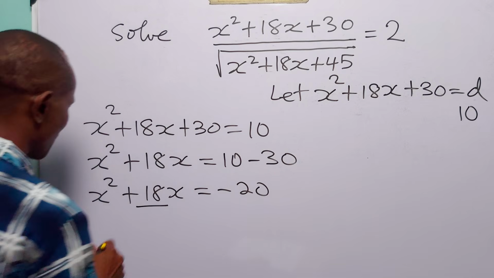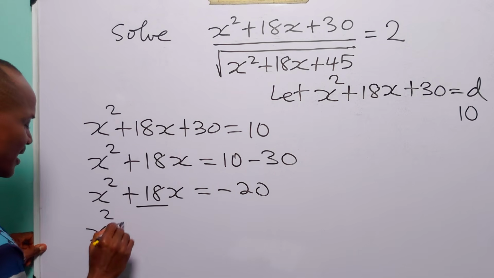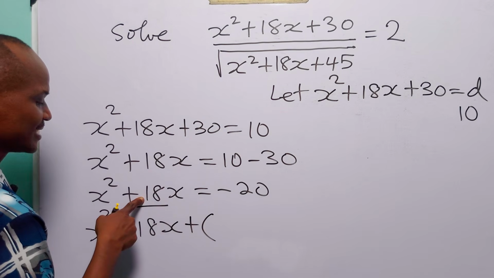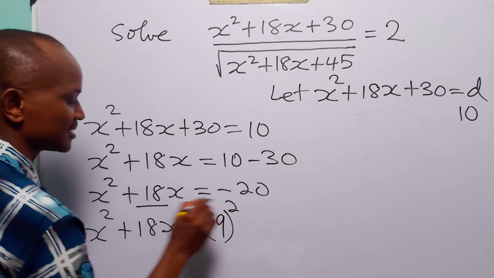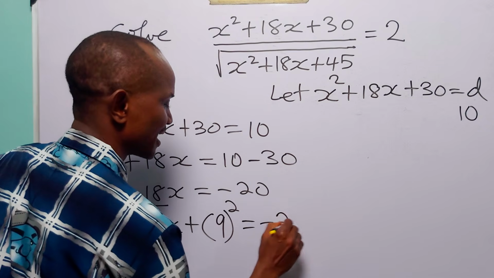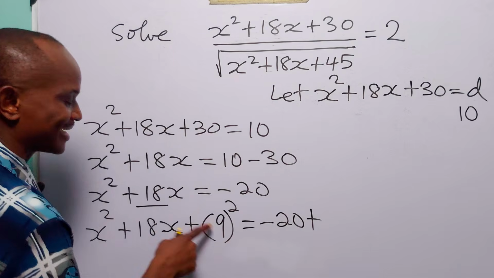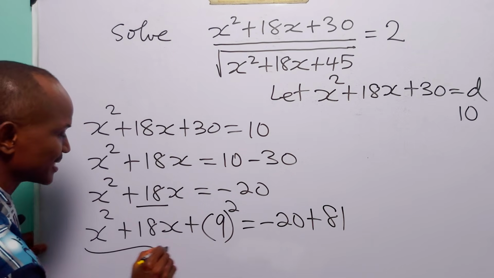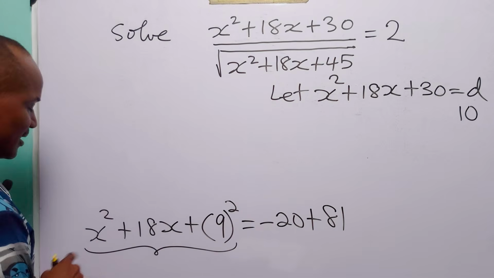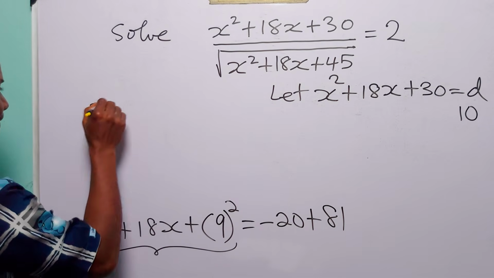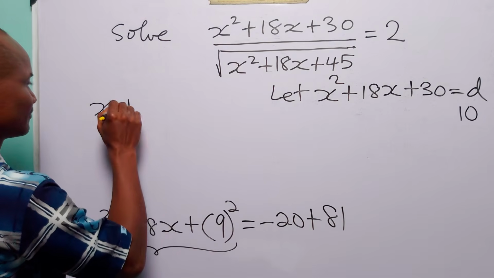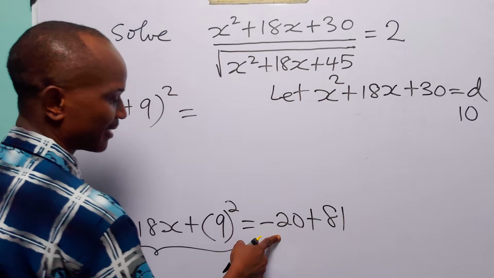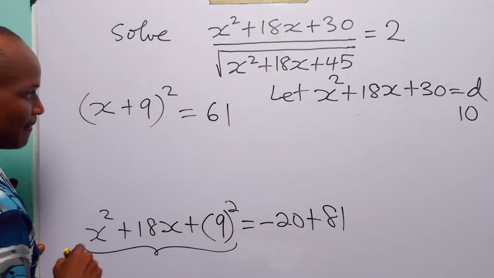the equation. When we do that, we have x squared plus 18x plus 18 divided by 2 is 9. This is squared. This is equal to minus 20 plus 9 squared is 81. Now, this is a perfect square. So we take 1x and we take 1, 9, and we square. And this is equal to 81 minus 20 is 61.